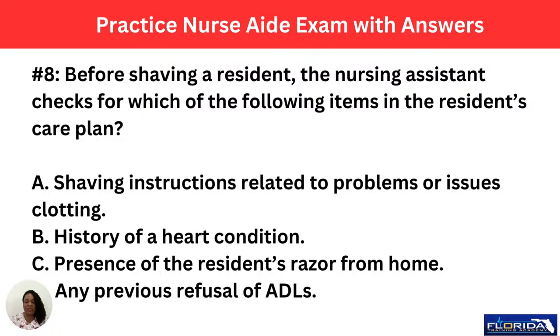Number 8, before shaving a resident, the nursing assistant checks for which of the following items in the resident's care plan? A, shaving instructions related to problems or issues clotting. B, history of a heart condition. C, presence of the resident's razor from home. D, any previous refusal of ADLs. So whenever we're shaving someone, we know that that could actually cause the person to be nicked and the person could bleed. And so I think the best answer for this one is A, but let us proceed.